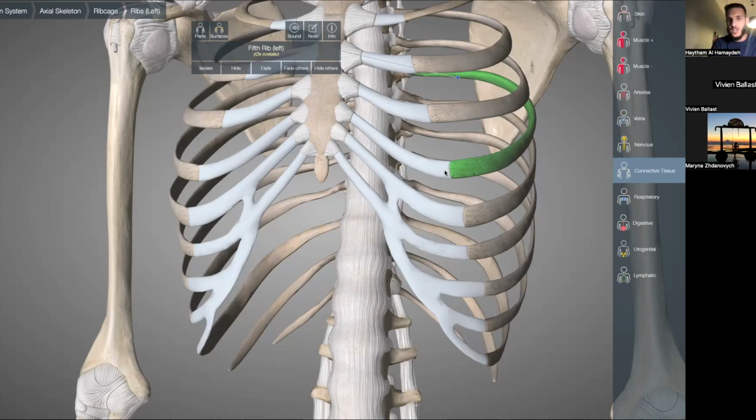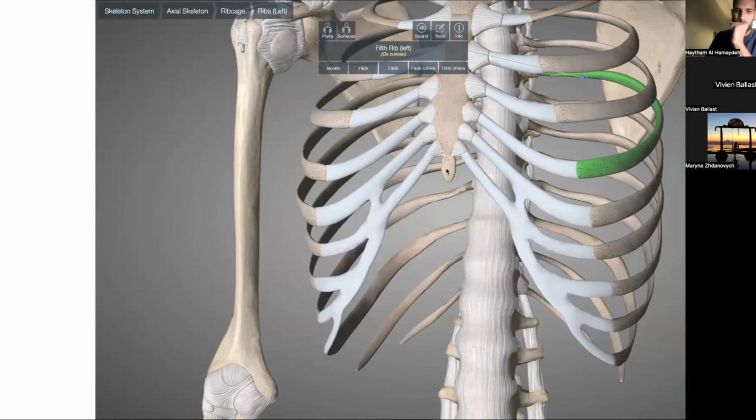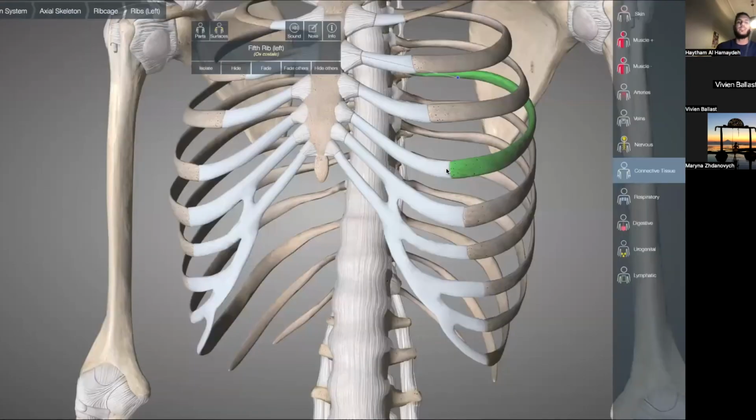And now here, costochondral joint. Okay? Costochondral joint. Joint names are always what they're connecting, but how do I know which word is first? Like, the first one was costal cartilage. Yes, I understand.